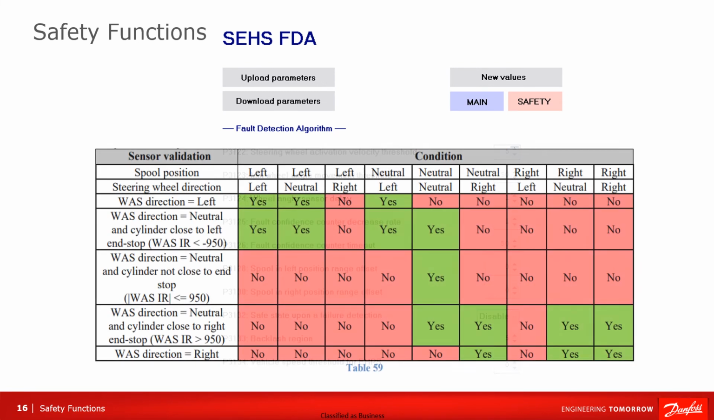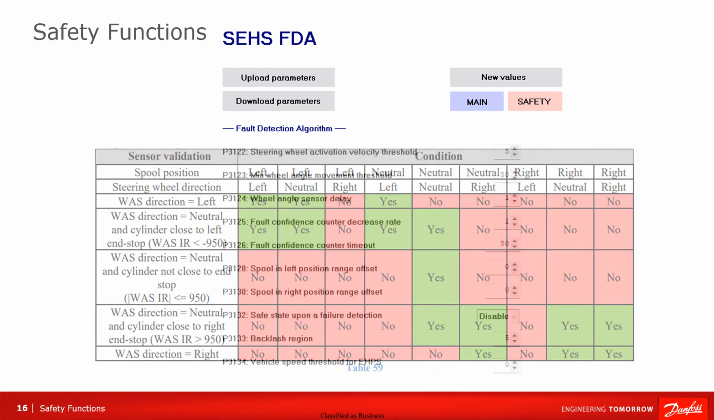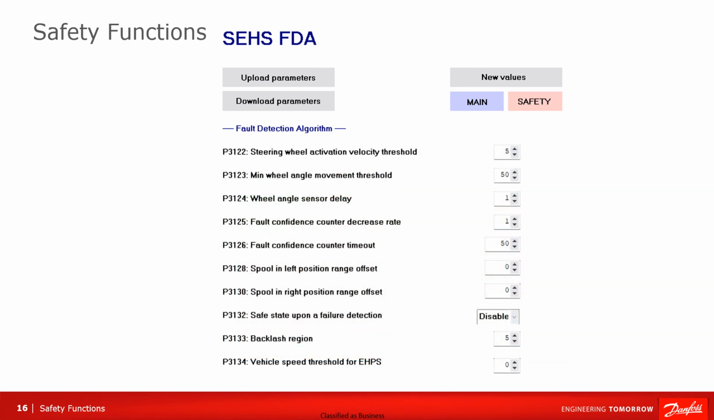The algorithm identifies which way the steering wheel, spool, and WAS are moving, then evaluates if this data makes sense together. If too many error conditions are registered, the CLS will enter safe state. The FDA functions are only available when a SASA and WAS are present in the system.